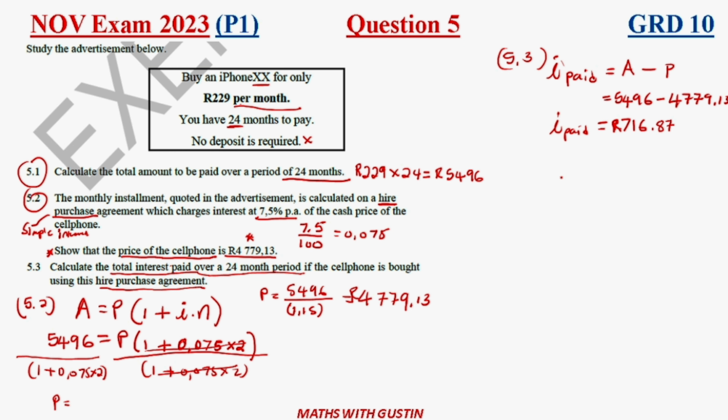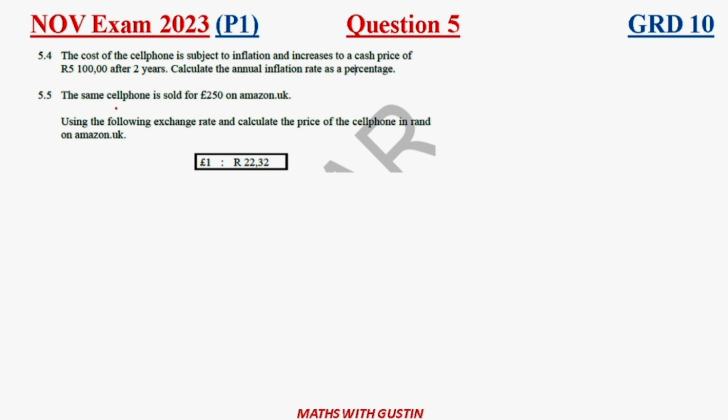Now let's move on to 5.4. 5.4 says the cost of the cell phone is subjected to inflation. Inflation, remember, means compound interest formula. And it increases to the cash price of 5,100 after 2 years. Calculate the annual inflation rate as a percentage. Okay, so we need to make sure that our answer is in a percentage.